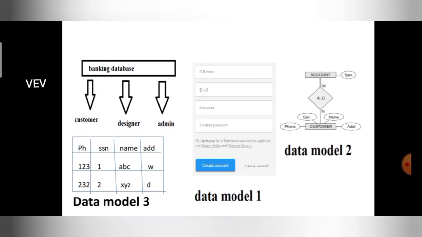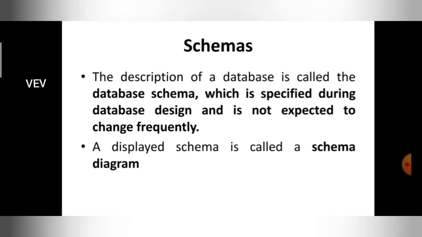Whatever other details I am going to store in the fields, in the rows, can be considered as extensions. That is 123, 232, 12, ABC, XYZ, WD. These are nothing but what? Extensions. The schema can't be changed frequently, but these extensions can be changed frequently. The database states can be changed frequently. The fields, the schemas, the metadata can't be changed frequently. Hope you are understanding, guys. I tried to make it very simple.